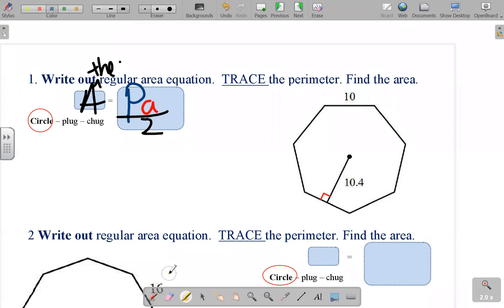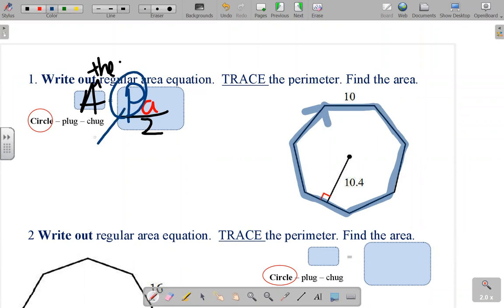Always physically trace the perimeter. Never use just your eyeballs. Let's trace and count the number of sides quietly. McKenna, what's our number of sides? Okay, so I'm going to circle the perimeter, and my perimeter is going to be 7 sides times 10 each side.